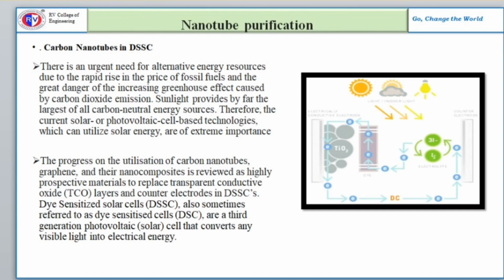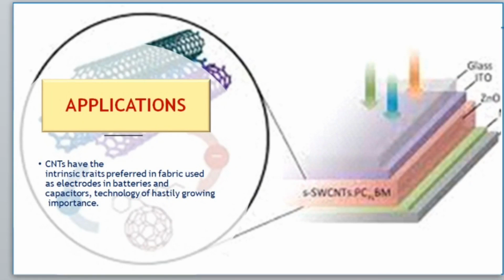So moving on to the next slide, my friend Shantanu will be explaining the applications of carbon nanotubes in solar cells. So carbon nanotubes have intrinsic traits which are utilized as electrodes in batteries and capacitors.